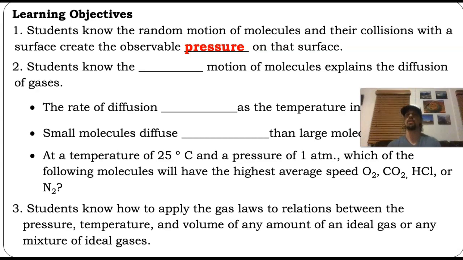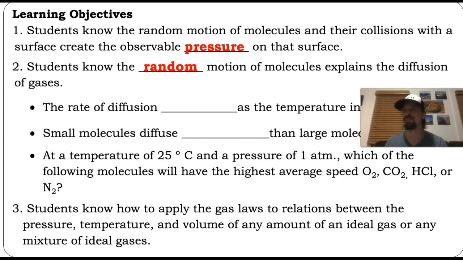You should also know that blank motion of molecules explains the diffusion of gases. Is it a motion that we really know about? Explains that gases move chaotically? No, it's the fact that molecules move randomly. So you know that random motion explains diffusion, and that's why gases spread out. That's why over time, if you light a candle, you're going to smell it on the other side of the room, because particles move chaotically.